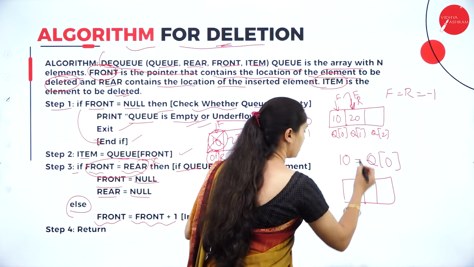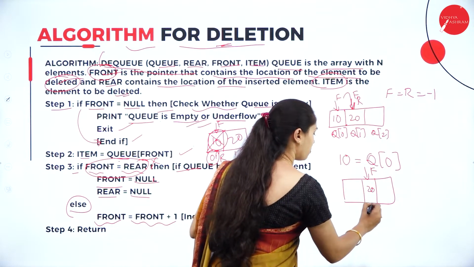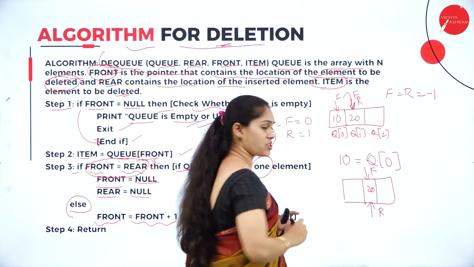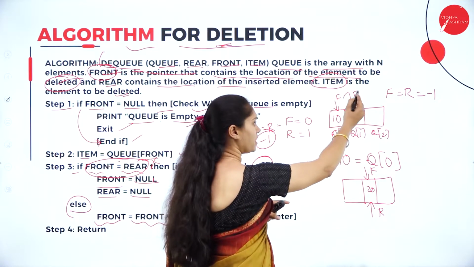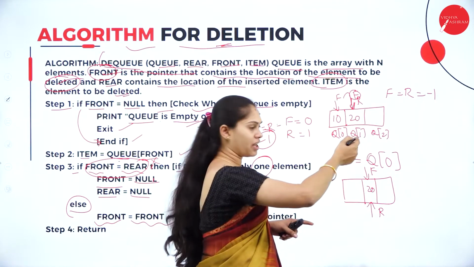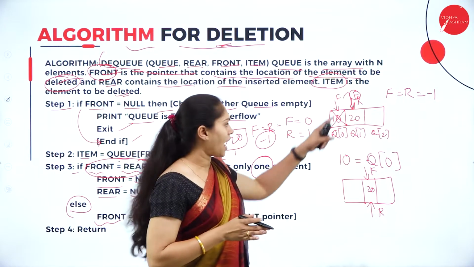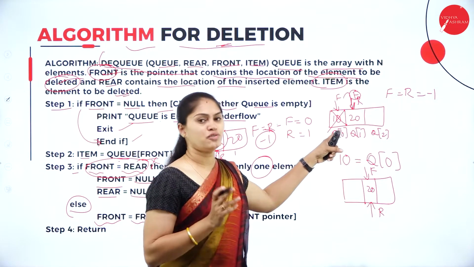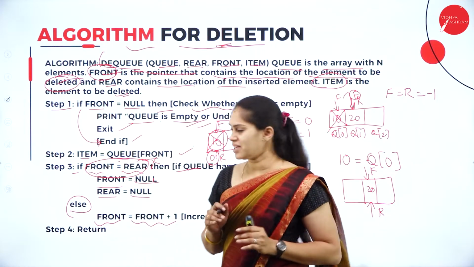So we had 10, 20. Now front and rear are both pointing to the same location. Then what happened to this 10? If I increment the front pointer by 1, that directly specifies that we have deleted the element which was at the front location. So now the 10 got deleted from this location.